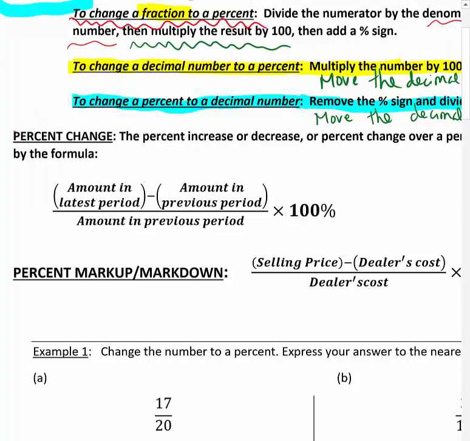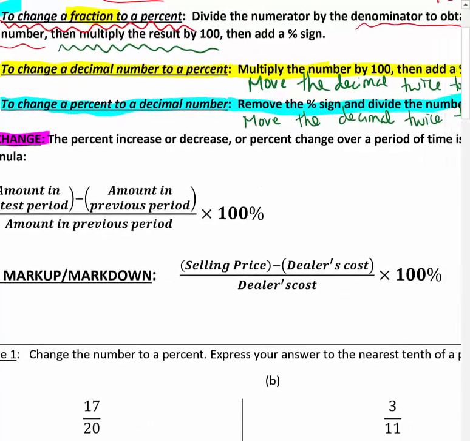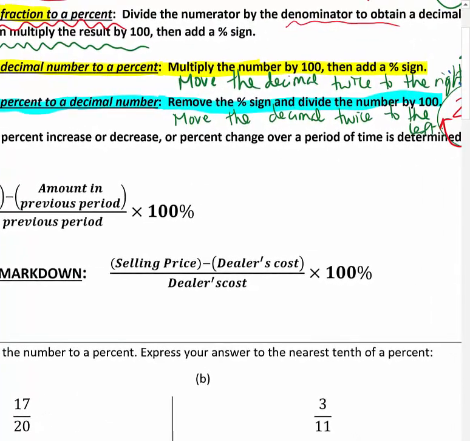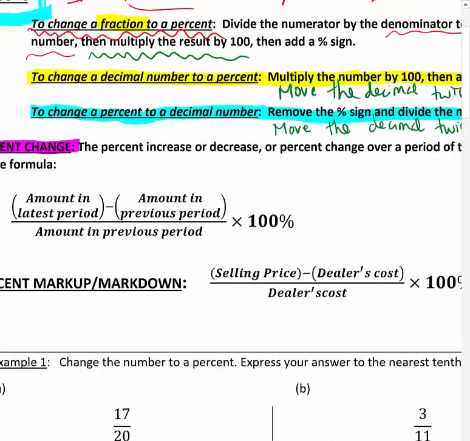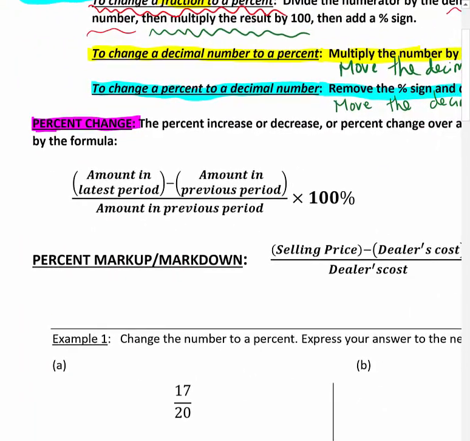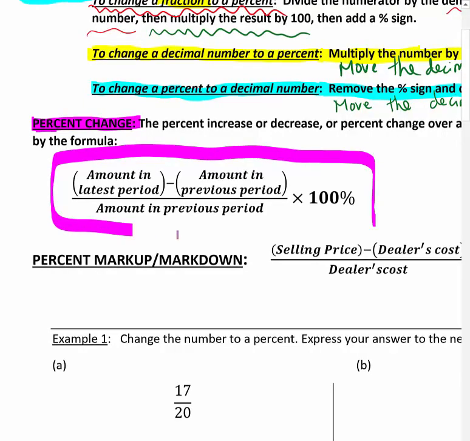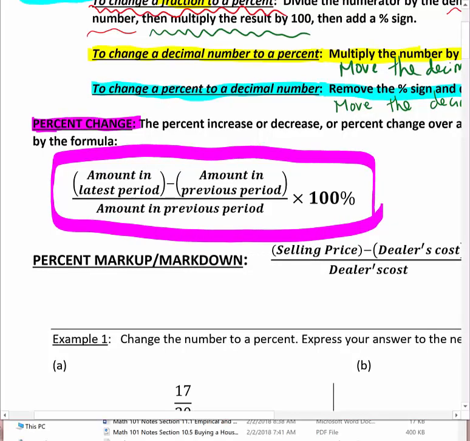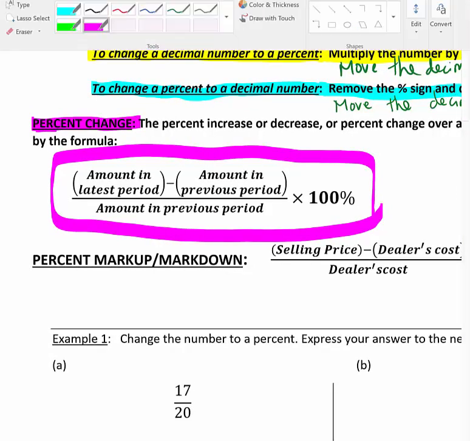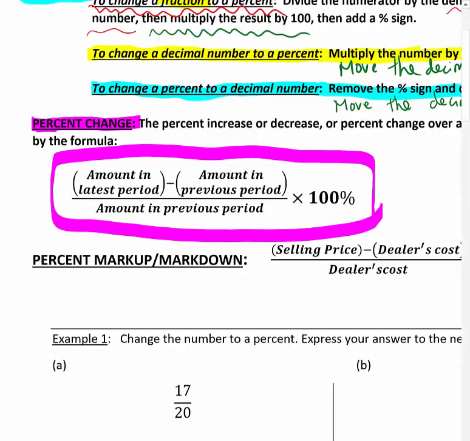But something that might be a little new that you haven't seen before: percent change. Percent change is the percent increase or decrease over a period of time. It's determined by this formula. So it's, I guess, like stock markets. What percent change did it have? Did it increase by 5%? Did it decrease by 37%? Whatever it is. There are probably other applications, but the stock market's kind of what I'm thinking of.